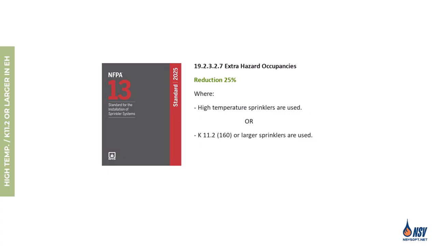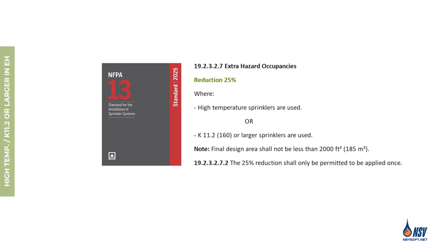It should be noted that even after applying the 25% reduction permitted by NFPA 13, the final design area shall not be less than 2,000 square feet. Also, while NFPA 13 allows this reduction when either high-temperature sprinklers or sprinklers with a K factor of 11.2 or larger are installed, the reduction may only be applied once. Even if both conditions are met, the design area cannot be reduced twice.